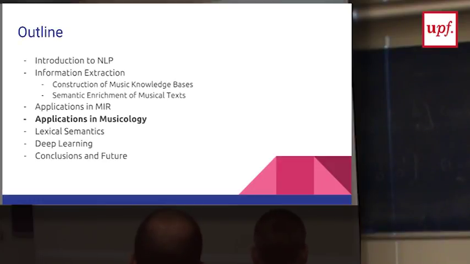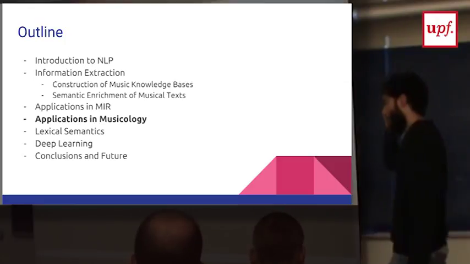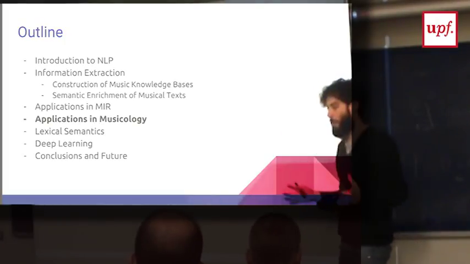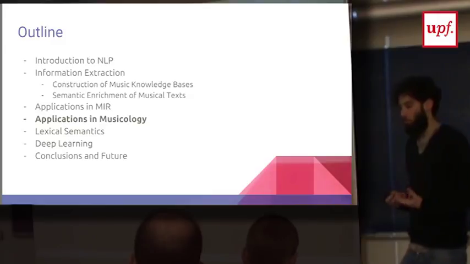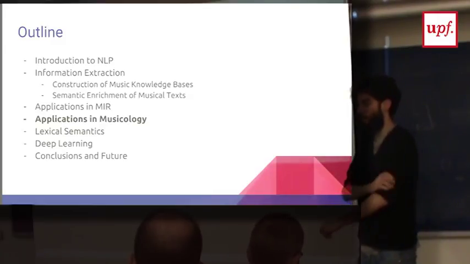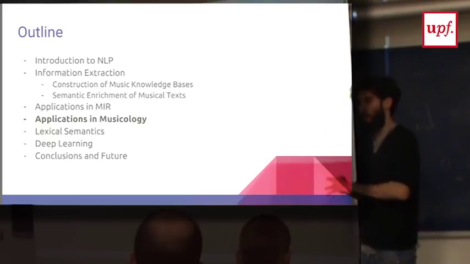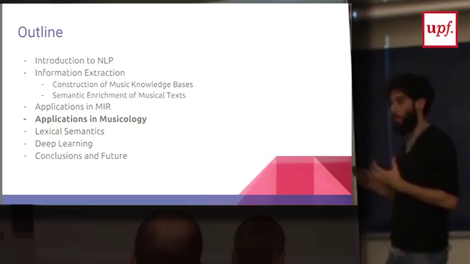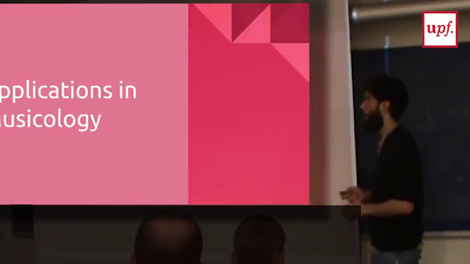Application in musicology. So the idea here is, okay, we have a knowledge graph. We can exploit it, not using the embeddings or all this stuff, more machine learning related to MIR. Here, just the graph, and see if we can get something useful for musicologists from the graph.